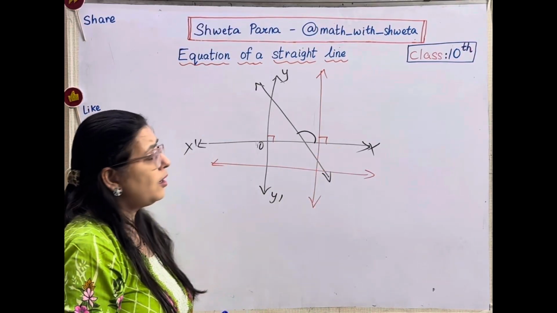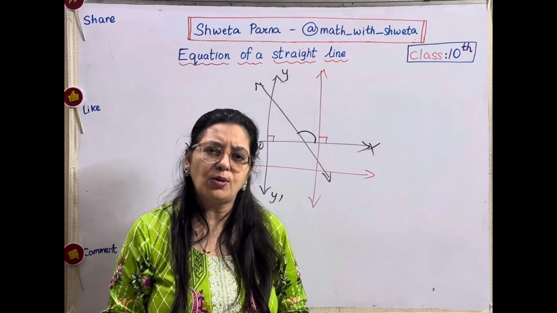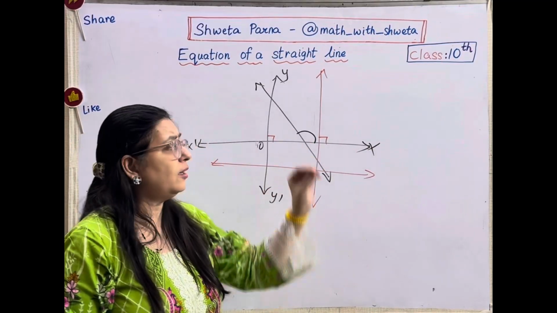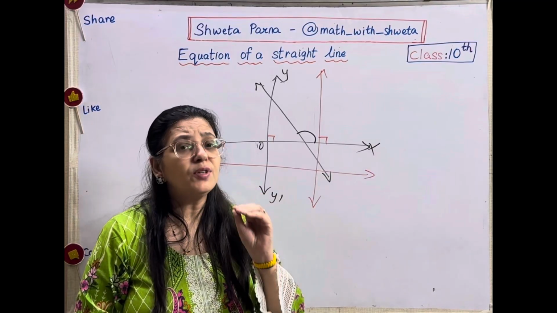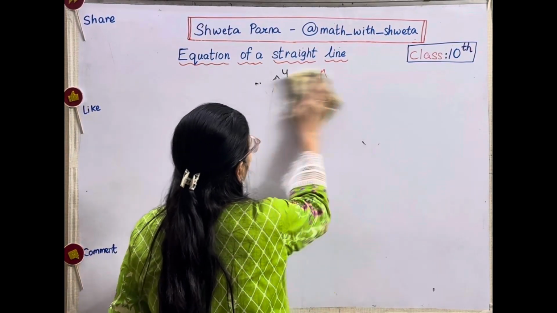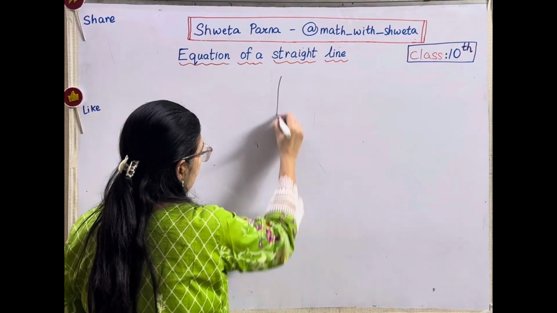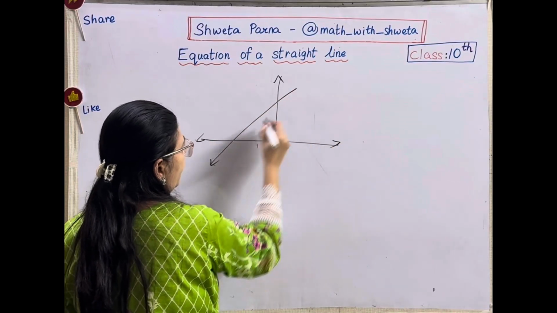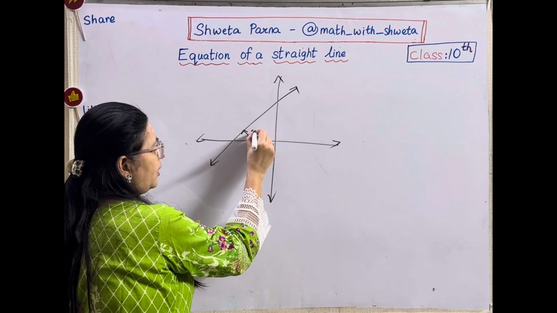Okay. Then the important term that we are going to use in this chapter is slope, or it is also called gradient. What do you mean by slope? Whatever angle a line makes with the x-axis in an anti-clockwise direction is represented by theta. Say for example, an inclined line is like this, anti-clockwise direction, so this becomes your theta.